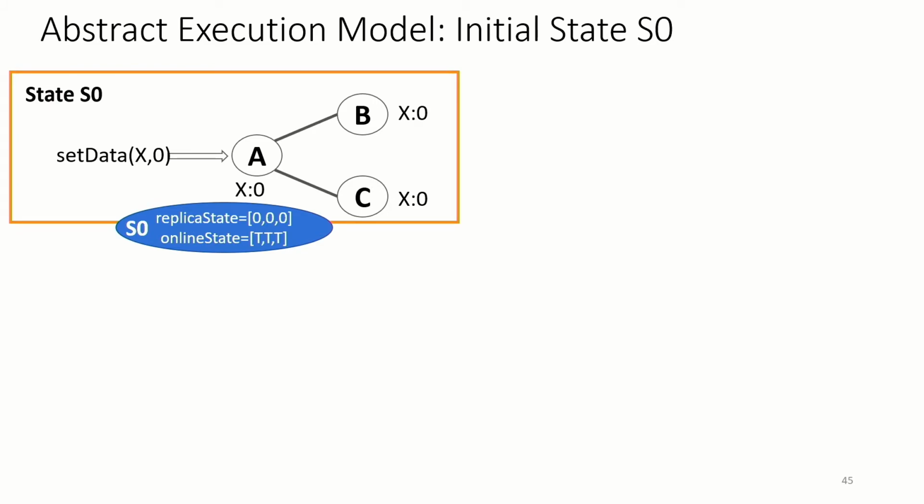So here's one example state, S0. It's actually an initial state. In this state, every replica has committed the first write operation. SetData is the write operation we use for ZooKeeper, and so their key values are all 0. So the state variables for S0 should be set as follows. Replica state should be set as 0, 0, 0, and online state should be set as true, true, true, which means every replica is converged at the very first write operation, and they're all online.